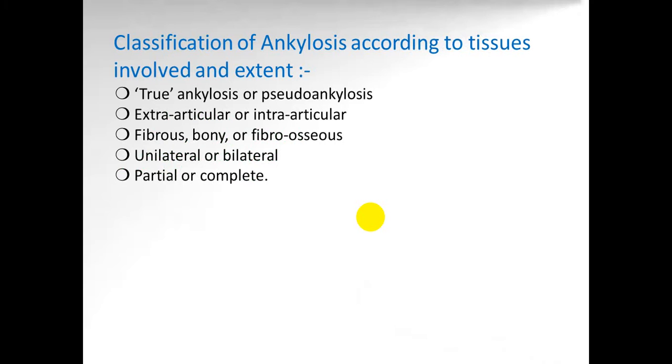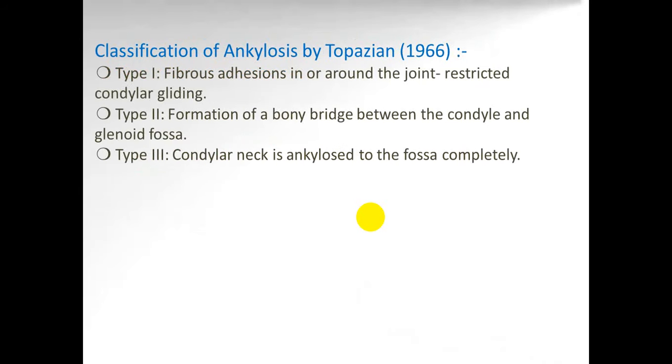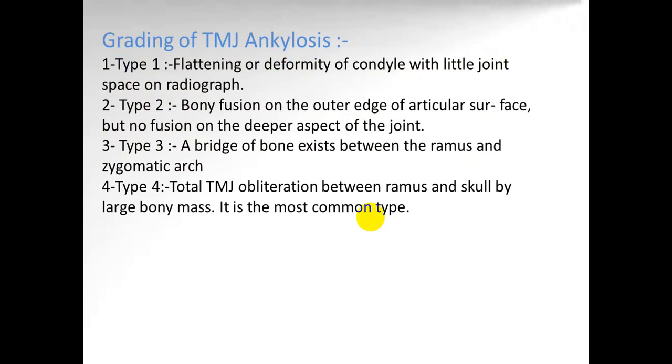We have the classification of ankylosis according to the tissue involved and extent, in 5 points as seen in the picture. The classification of ankylosis by Topazian in 1966: type 1, fibrous adhesion; type 2, the formation of a bony ridge; and type 3, the condylar neck. The grading of TMJ ankylosis includes type 1, flattening or deformity of the condyle; type 2, bony fusion on the outer edge of the articular surface; type 3, a bridge of bone; and type 4, total TMJ obliteration.